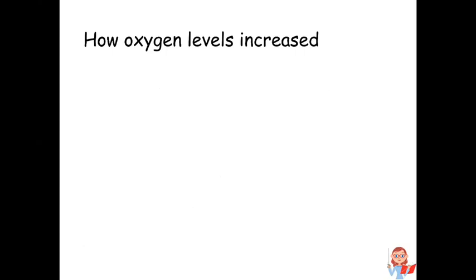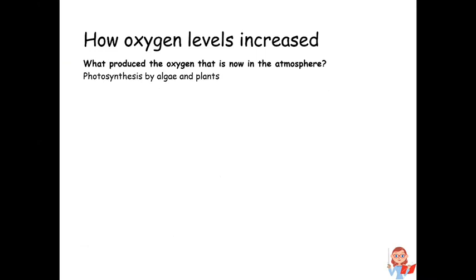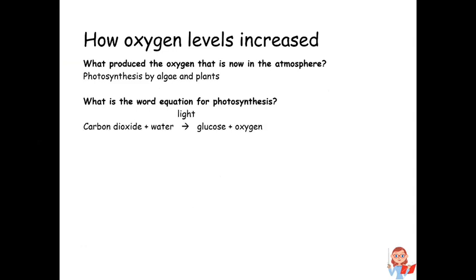The big question about how oxygen levels increased is, what produced the oxygen that is now in the atmosphere? That was photosynthesis by algae and plants. What is the word equation for photosynthesis? Carbon dioxide plus water produces, using light energy, glucose plus oxygen.